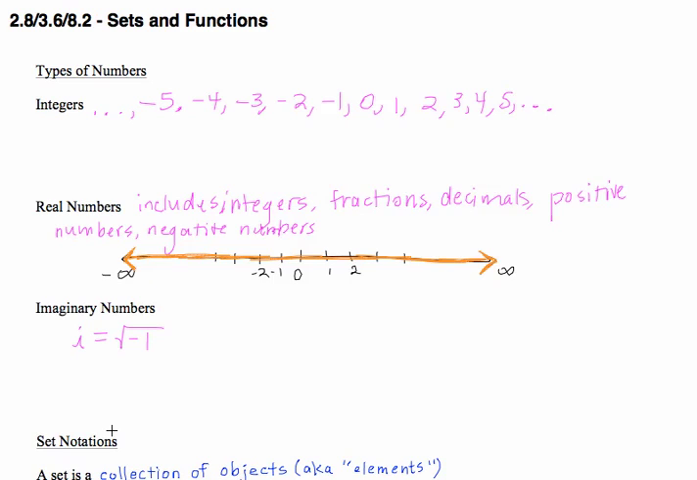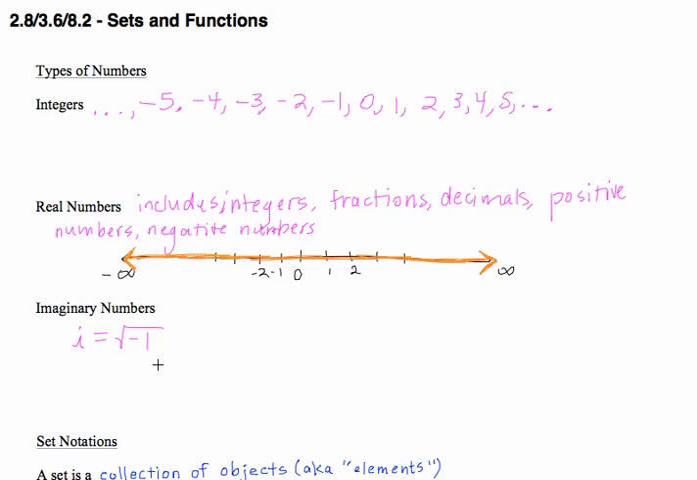Now if you think about it, the square root of -1 does not exist because no number squared will ever be negative, because a positive number squared is a positive number and a negative number squared is a positive number. So this realistically does not exist.